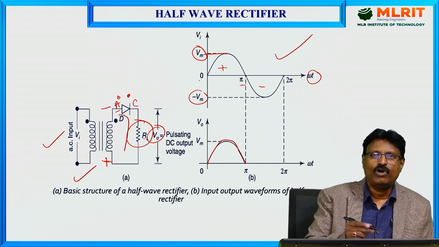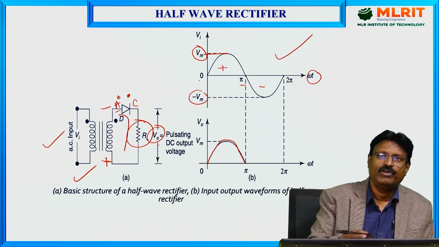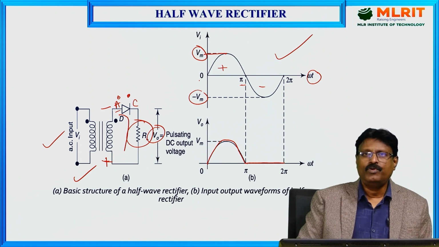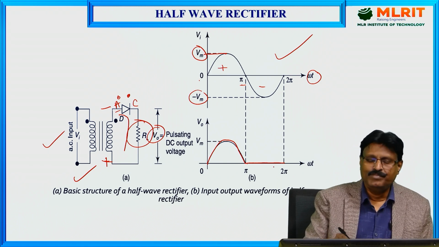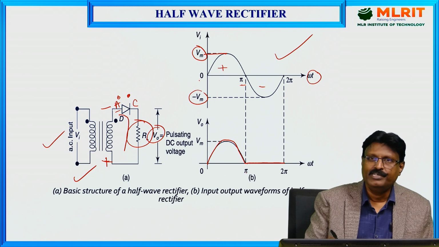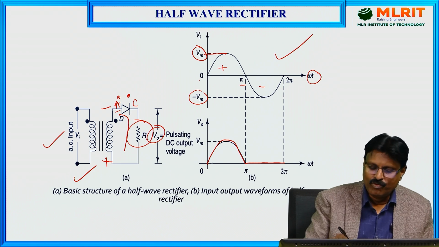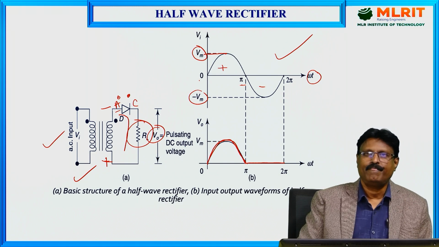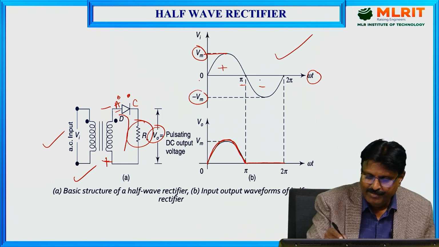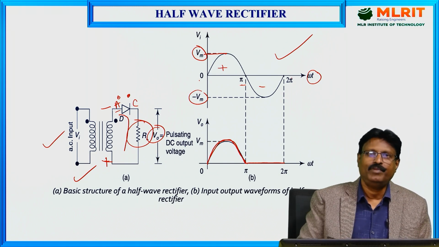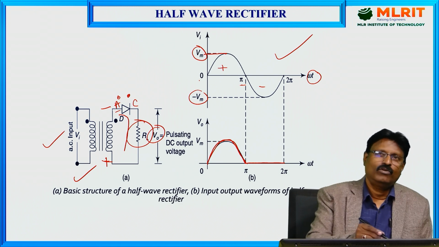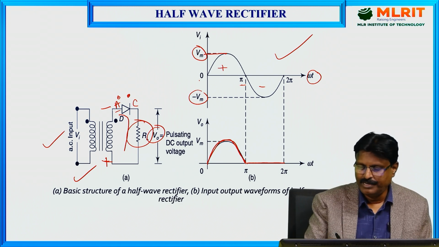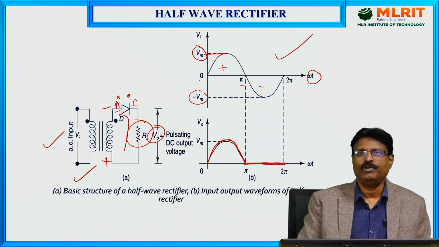Zero into RL, that is nothing but V0 is equal to 0. That's why you can observe here from pi to 2 pi, the output voltage is 0. From 0 to pi, when omega t is in between 0 to pi, the output voltage is the same as the input voltage Vm. And whenever omega t is in between pi to 2 pi during the negative half cycle, because the diode is reverse biased, no current will flow. That's why the output voltage will be equal to 0. So as you can see here, the output will be equal to 0.